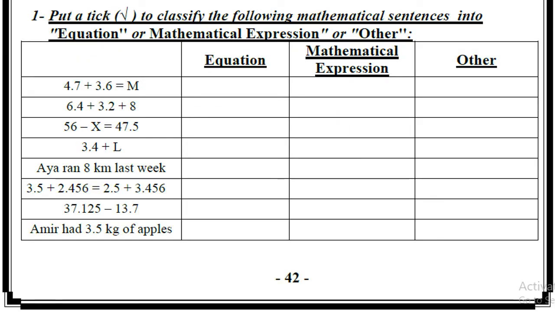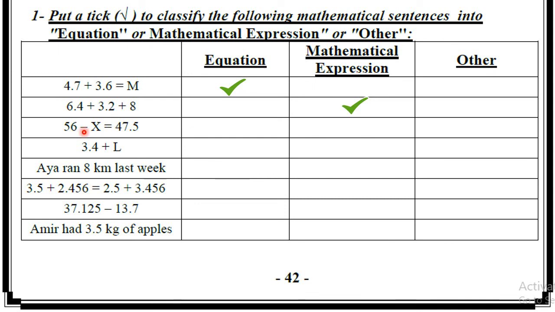And now let's solve this example. Put a tick to classify the following mathematical sentences into equations or mathematical expressions or others. The first one, I have 4.7 plus 3.6 equals m. As we said before, when we have an equal relationship, it will be an equation. Here we have 6.4 plus 3.2 plus 8. Here we don't have an equal relationship, so it will be a mathematical expression.